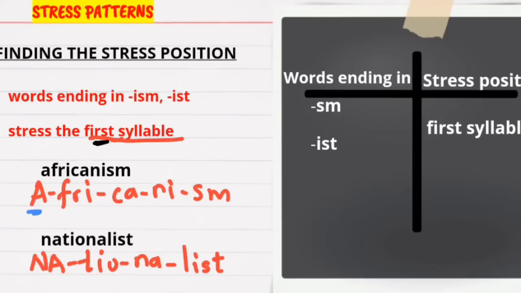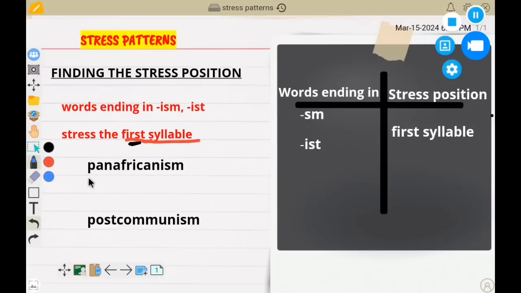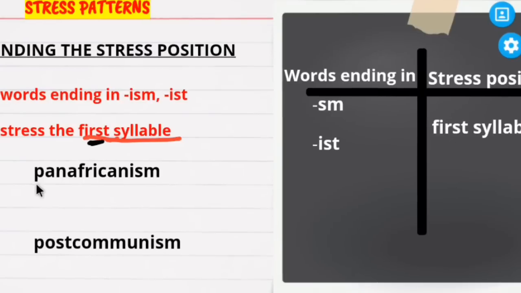If these words come with a prefix before them, the stress will still be on the first syllable of the basic word or the base word. Let's look at an example of that. Now you are taking a bit more complex example. This word is Pan-Africanism. It has a prefix in front of it.